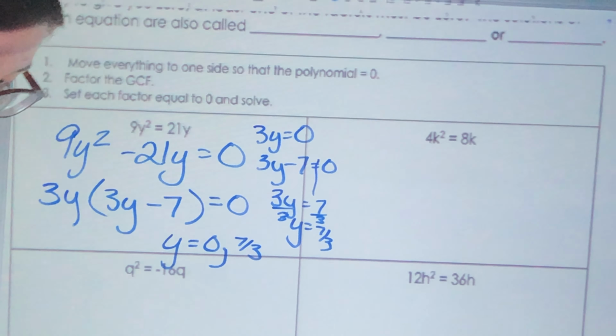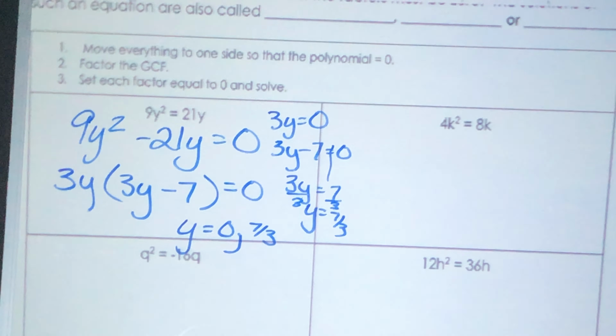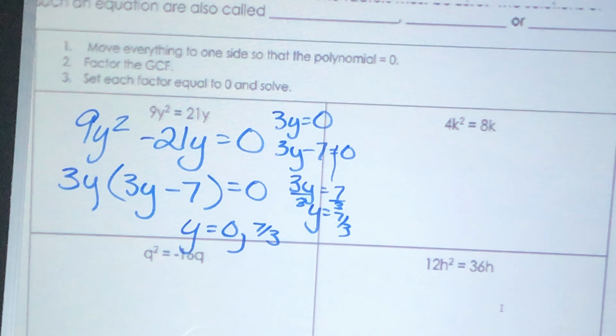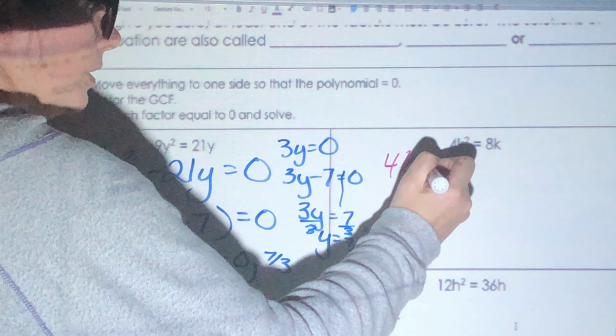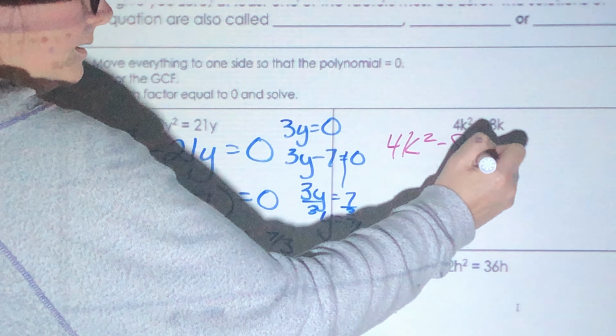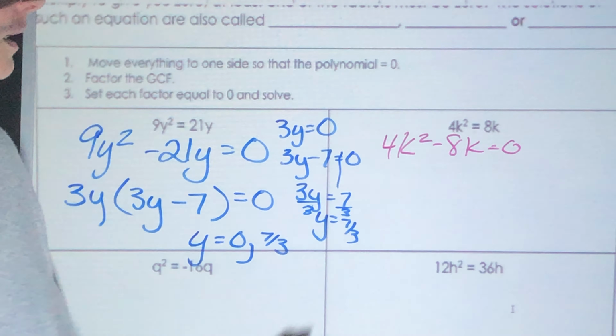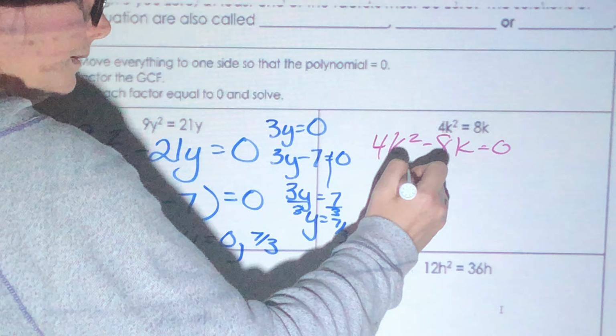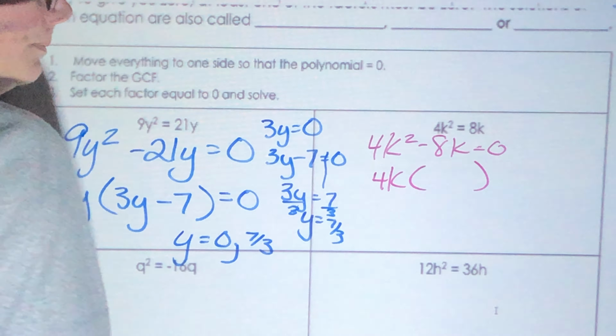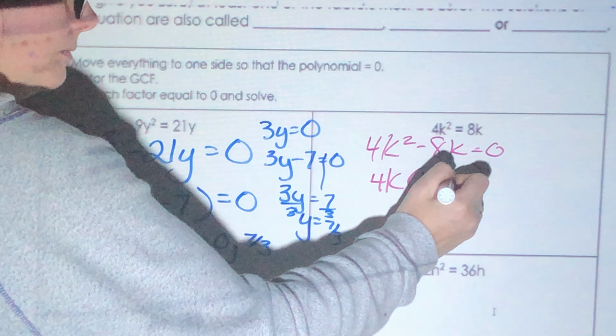For my second equation, I'm going to first bring everything over to the left. So I'm going to bring the 8k over. So I'd have 4k squared minus 8k equals 0. Now I'm going to pull out my GCF, which would be 4k. And then in my parentheses, I'm going to have k minus 2.